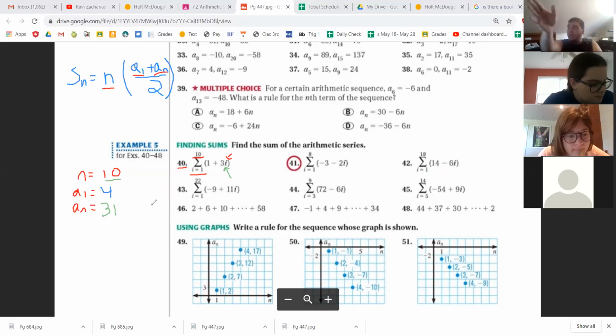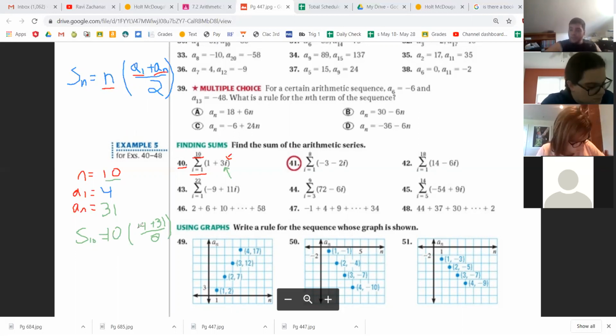So we're going to plug in every number here. N is the number of steps, which is 10. Parenthesis. A1 is your first step, which is 4, or your first term, I should say, plus your last step, which is 31. All of that over 2 is going to give me my answer. S of, technically, we should put the number 10 because it's the 10th term.